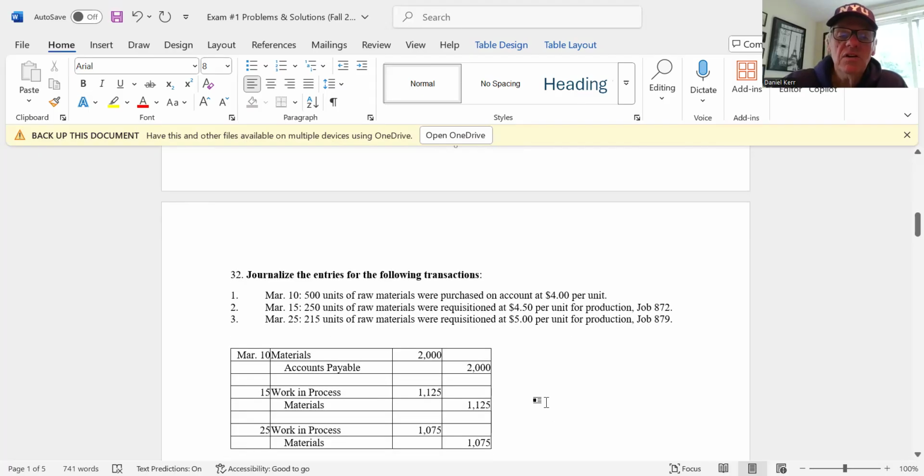And then the 25th looks very similar. You got 215 units at $5. So 215 times 5 gives you 1,075. To get full credit here, you've got to show the debit, you've got to show the credit, and you've got to put this in general journal form.